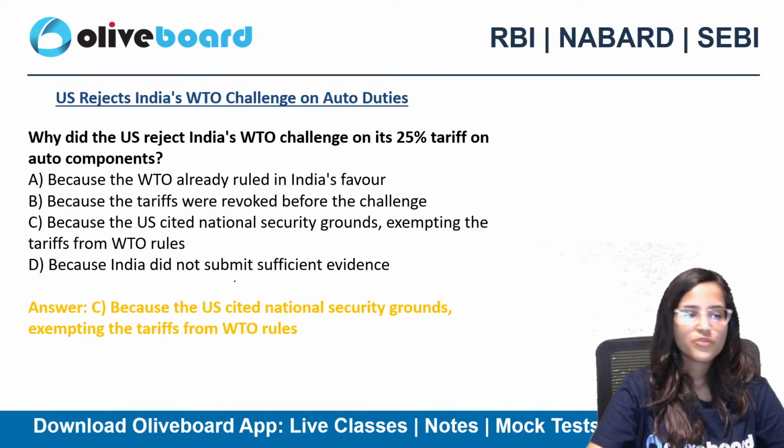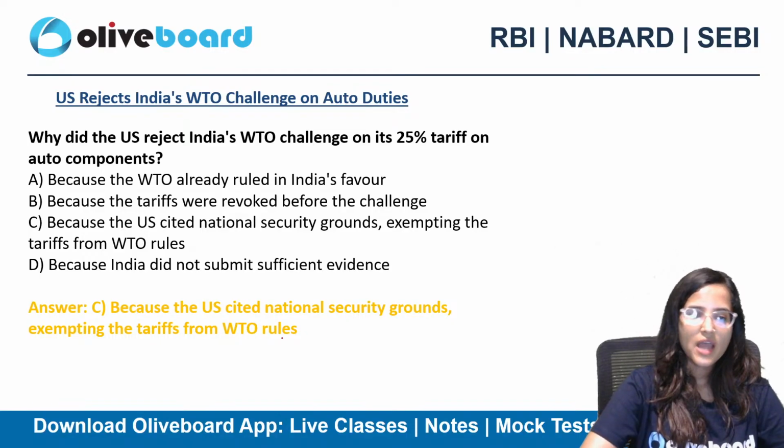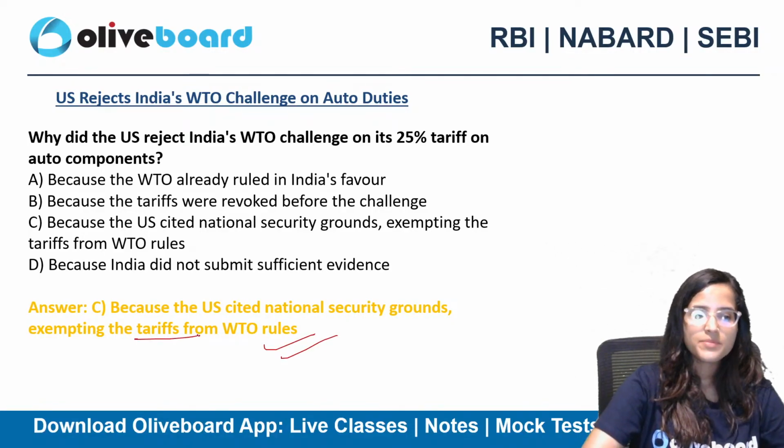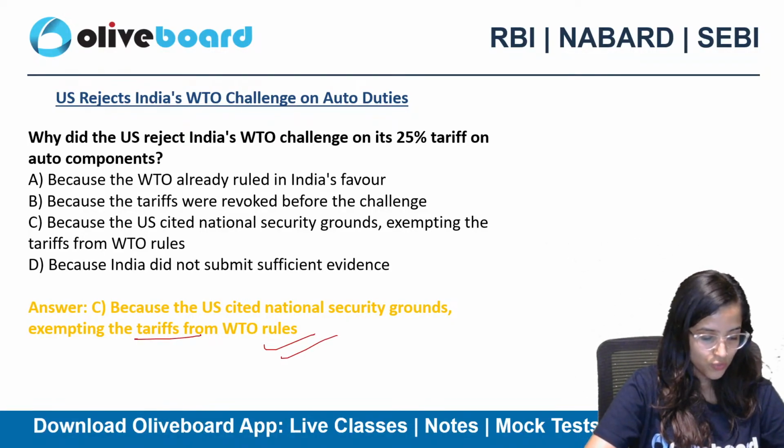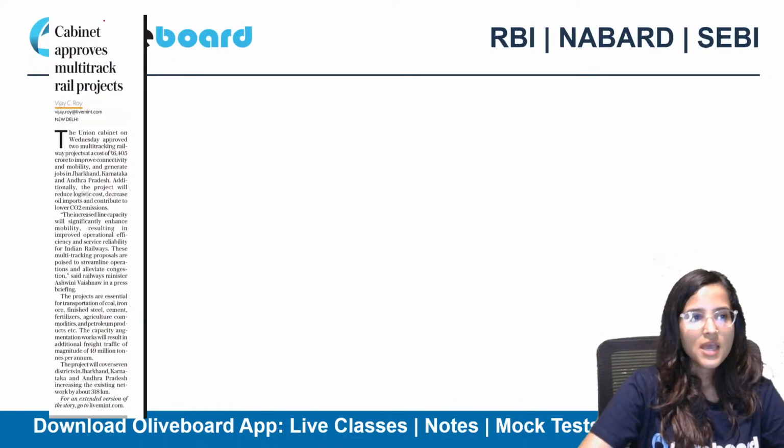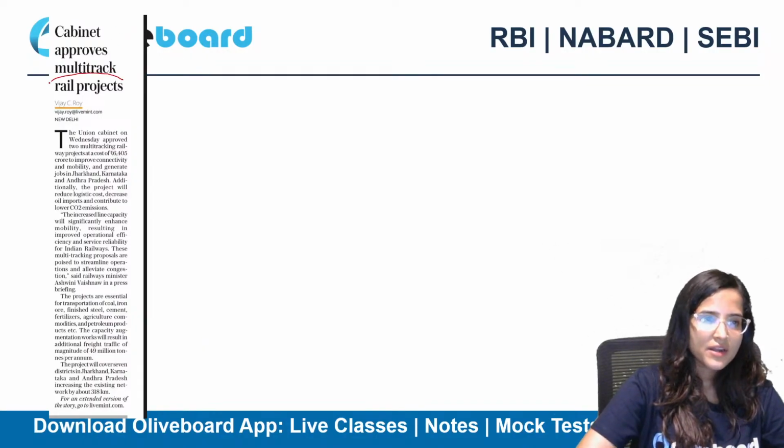Yes, C is absolutely the correct answer because the US cited national security grounds exempting the tariffs from WTO rules. Okay? Next, Cabinet approves multi-track rail projects.